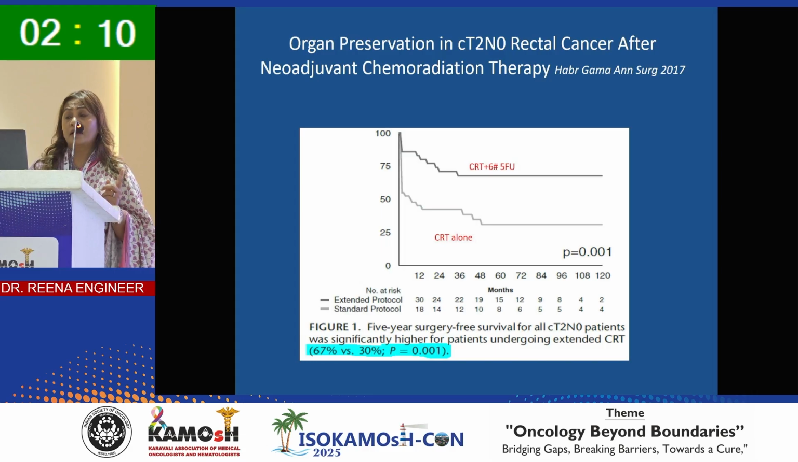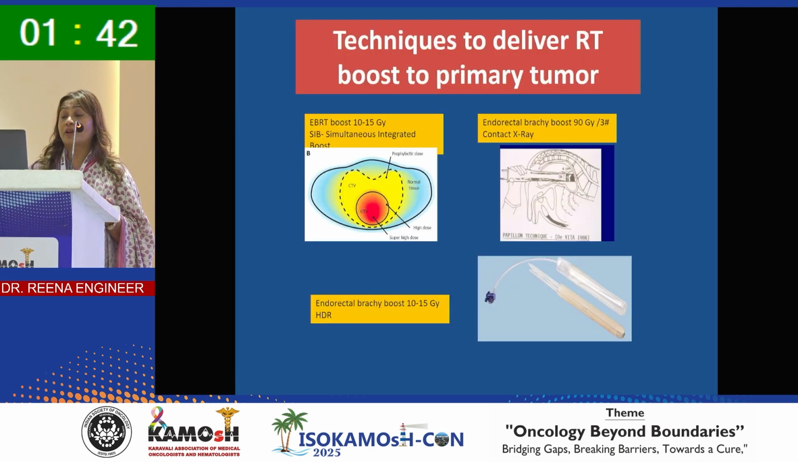And Dr. Habergama published a specific retrospective study where she observed that if you give chemoradiation alone versus chemoradiation followed by 6 cycles of 5FU for these T2N0s, the organ preservation rate was higher, 67% versus 30%. So chemoradiation followed by TNT for these early T2N0s is becoming the new standard of care for organ preservation.